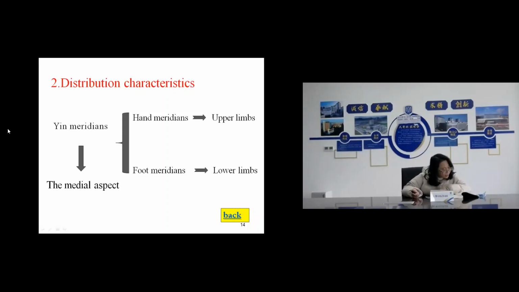The 6 yang meridians mostly travel along the lateral aspect of the foot or legs, hand and trunk. The 3 yang meridians of the hand are distributed on the lateral aspect of the arms, while the 3 yang meridians of the foot are on the lateral aspect of the legs.